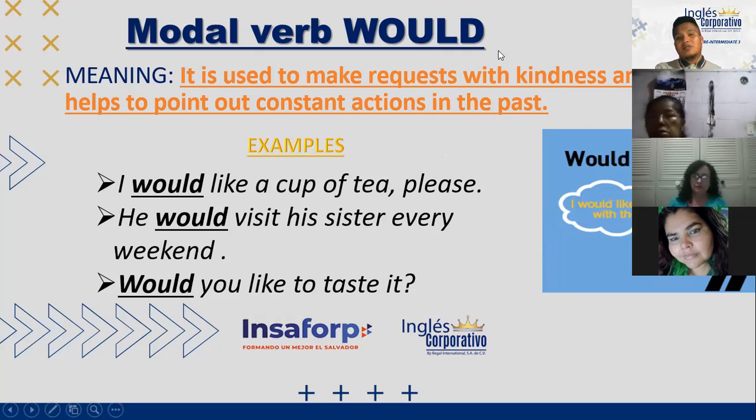So this modal verb, would, we will always use it to make a request in a polite way, with kindness. If we see the first example, it says, I would like a cup of tea, please. Me gustaría una taza de té, por favor. You are making a request, but you are doing it kindly, with kindness. That's why you say, I would like a cup of coffee, please. I'm sorry, a cup of tea, please.